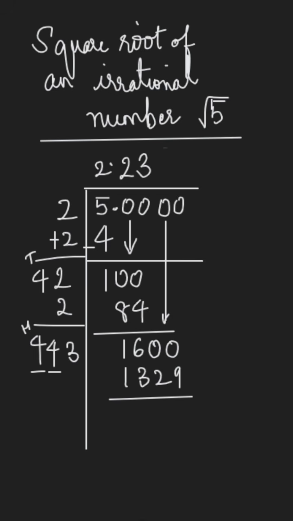So now we can stop here because we have already found the square root of the number up to 2 decimal places. If you keep continuing, then it goes on forever. So this is how you find the square root of an irrational number using the long division method.